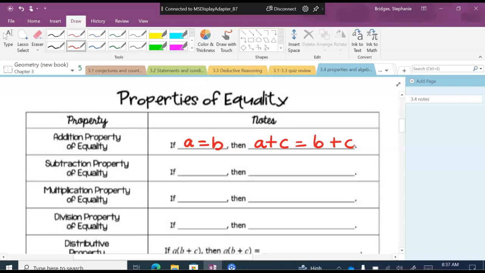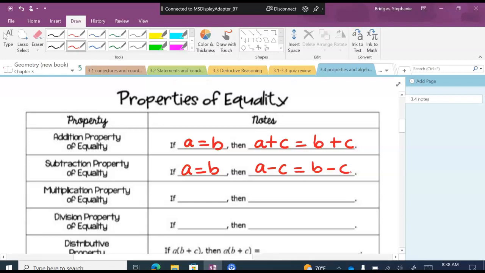The subtraction property of equality is essentially the same thing, except this time we're subtracting. So if we have some number A equal to some number B, then the subtraction property says that I can do A minus C and B minus C, and they will still be the same because I'm subtracting the same thing from both parts of my equation. It'll make a little bit more sense once we put some stuff to it besides variables.